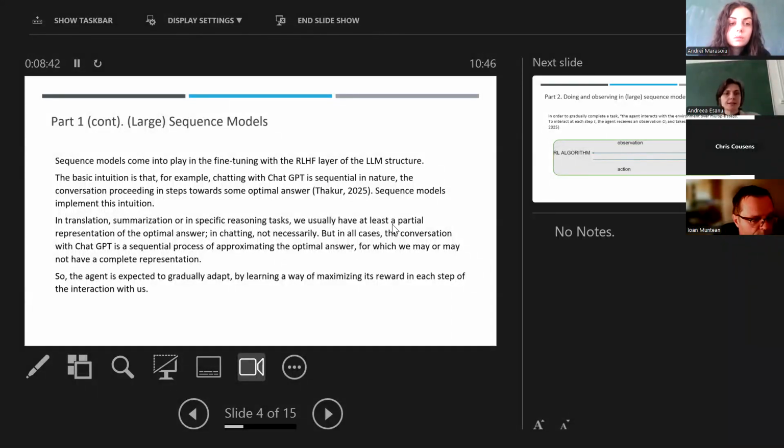So, in this setting, the agent is expected to, I will probably just switch between these two concepts, model and agent, at some points in my presentation, but I hope I'm clear. So the agent is expected to gradually adapt by learning a way of maximizing its reward in each step of the interaction with us.